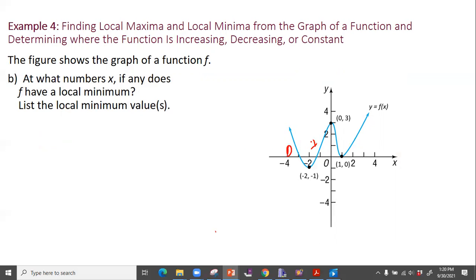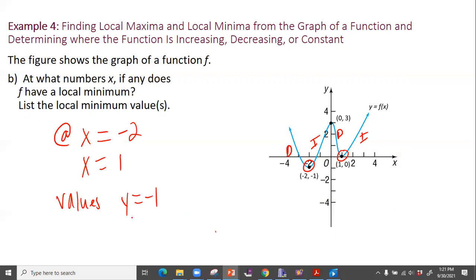So we had decrease, increase, decrease. And we're looking for where, at x equals what, do we have minimums? At x equals -2, and at x equals 1, we decrease, then increase, we decrease, then we increase. Then it says, list the local minimum values. What are our local minimum values? Our lowest values are y equals -1 and y equals 0.